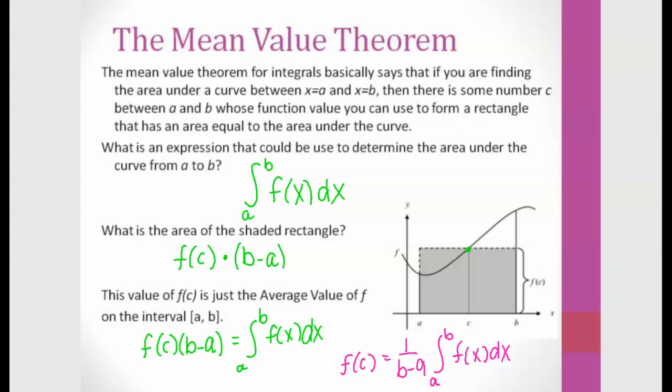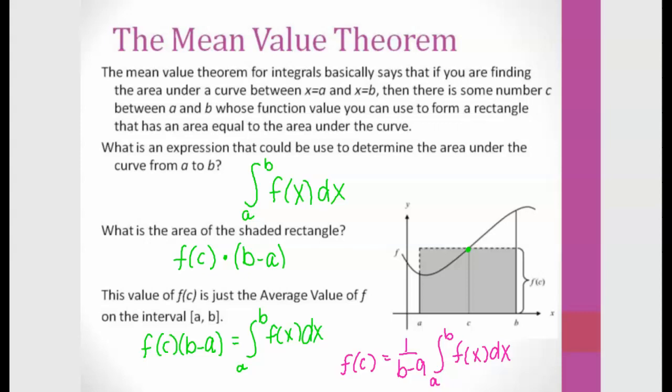So again, what represents the area under the curve? The integral from A to B. What is the area of a shaded rectangle? We talked a lot about that yesterday. It's the height times the base. The height is always the value on the function. The base is always the width of the rectangle. So essentially that f of c is my mean value theorem. So what we're saying is that the area of a shaded rectangle will equal the area under the curve. That's what the mean value theorem says.